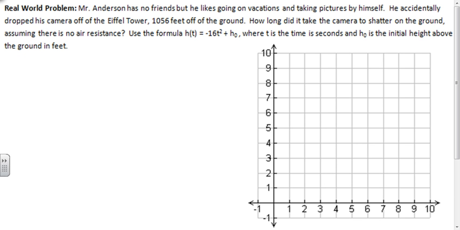So how does this look in a real-world situation? Well, we have a real-world problem here. Mr. Anderson has no friends, but he likes going on vacations and taking pictures all by himself. He accidentally dropped his camera off the Eiffel Tower, which was 1,056 feet off the ground. How long did it take the camera to shatter on the floor, assuming there's no air resistance? Use the formula h of t equals negative 16 t squared plus h sub 0, where t is the time in seconds, and h sub 0 is the initial height above the ground in feet.